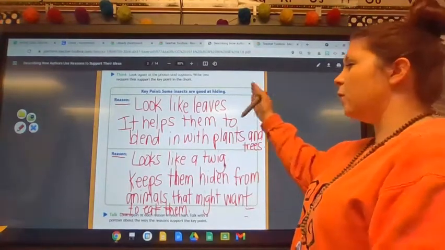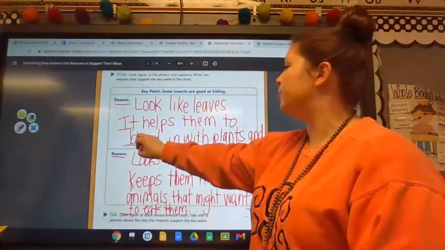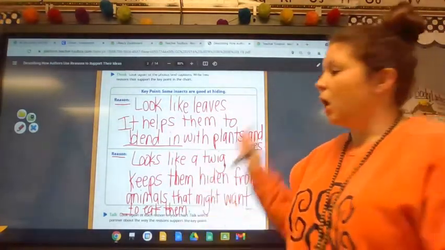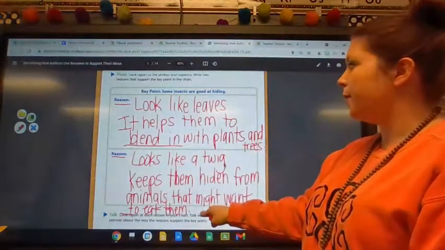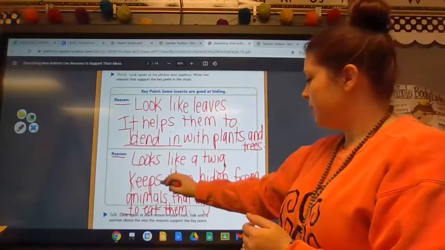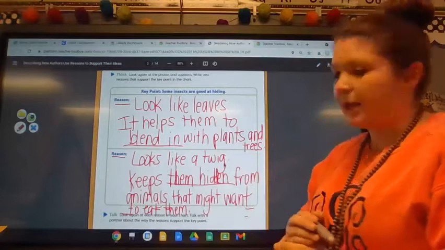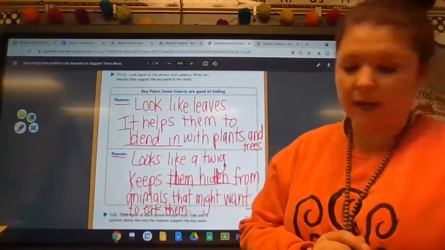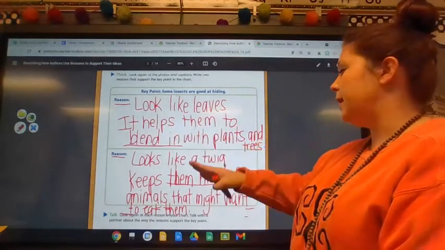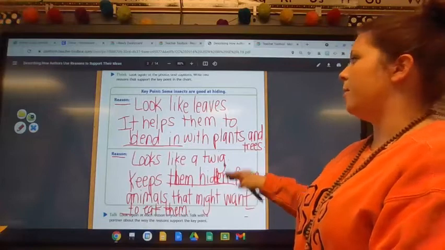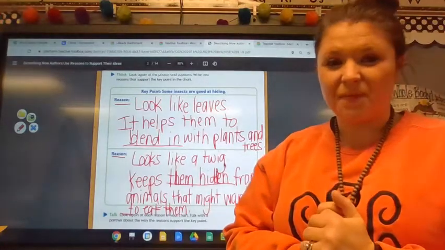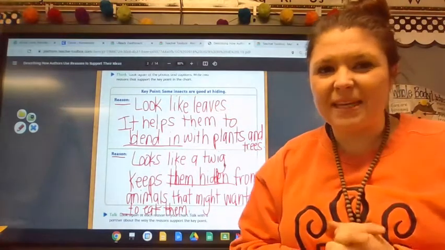All right, so specific words that let us know that they're good at hiding are "blend in." If they blend in, they don't easily stand out. What's another reason that they are good at hiding? Keeps them hidden from predators. Okay? So when the animals blend in and when they are hidden, that lets us know that they are good at hiding, doesn't it?